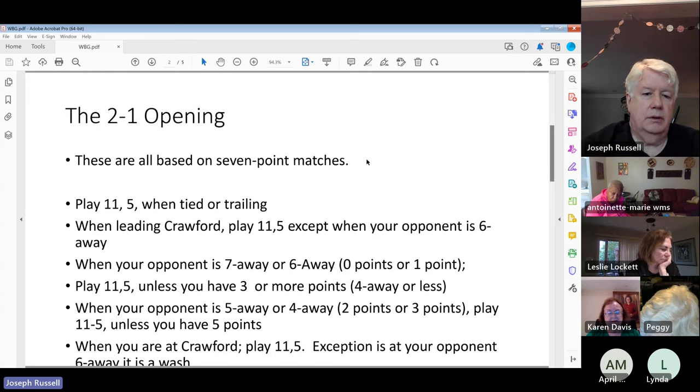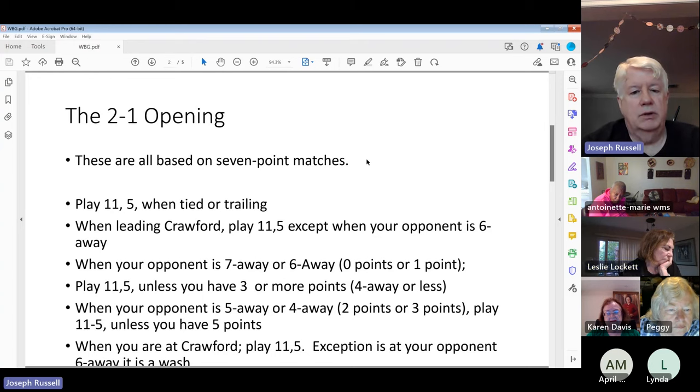When leading Crawford, now this one, some people may get this wrong. When leading Crawford, 11-5 is the correct play unless your opponent is 6 away. So you may think, if I'm leading 6-5 Crawford, I should split because a gammon wins for my opponent. 11-5 is still the correct play. That goes against the intuitive logic that you may want to split at that score to avoid being gammoned. To tell you the truth, most of my career, I did split at that score to avoid being gammoned. It's not a big difference. We can look at XG in a minute, and I'll show you that one. Remind me when we get there.